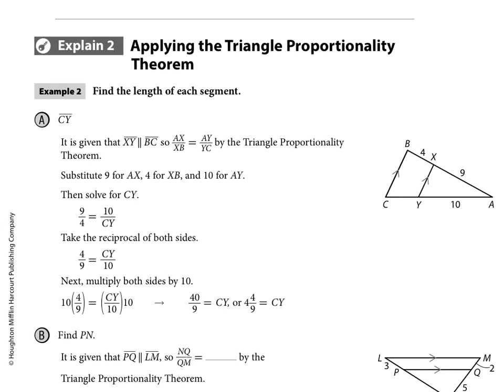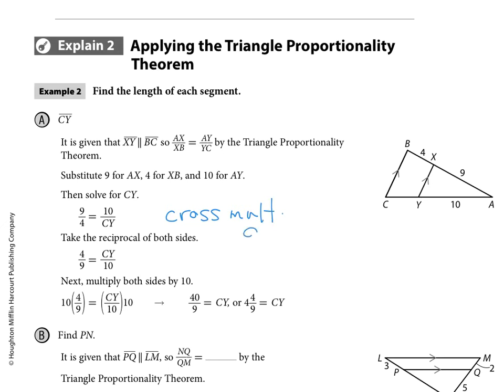So we know AX is proportional to BX, and AY is proportional to CY. And so we're substituting all the things that we know from the diagram, 9, 4, and 10, into the places that we have. CY is the only remaining piece. And then it says take the reciprocal of both sides. That's to put the variable that you're solving for in the numerator. It's really not a necessary thing to do if you simply cross multiply at this point.